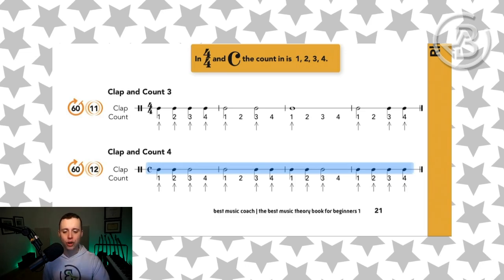Don't forget to go through examples 9 through 12 with your book examples. Practice clapping and counting 9 through 12 with your book examples with this video, and of course by yourself with the metronome and the book. I'll see you in the next lesson.